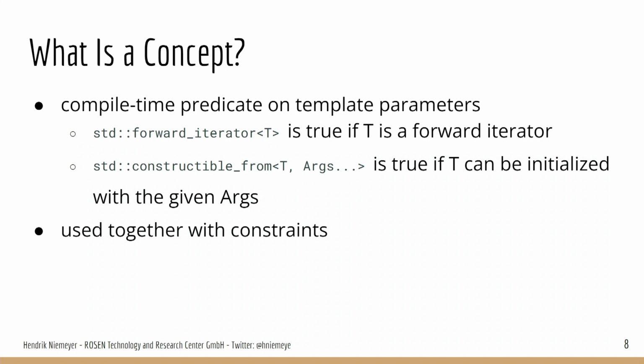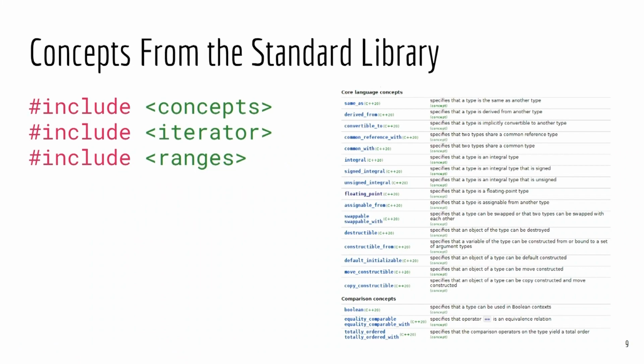And usually these concepts are used together with constraints, and a constraint limits what types a template function or class will accept as legal template parameters. The standard library brings a lot of concepts already shipped within. So we usually have 3 headers where we can find concepts in std. Most of the concepts will be in the concepts header.